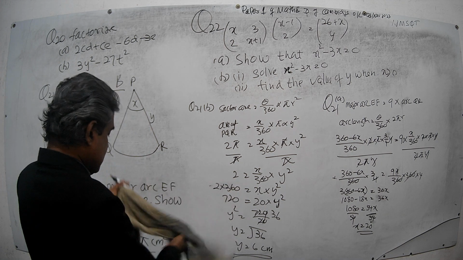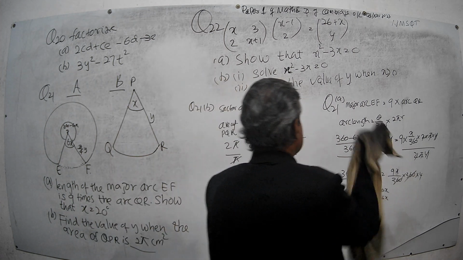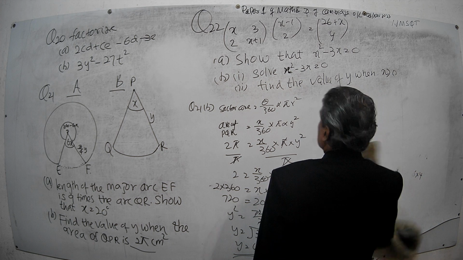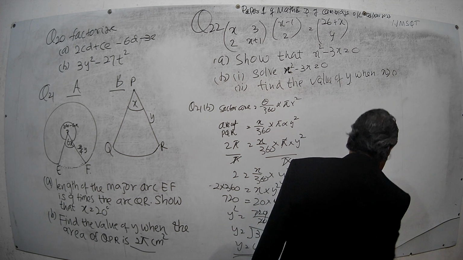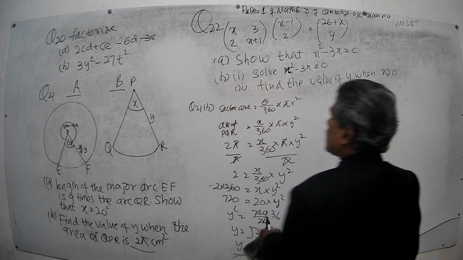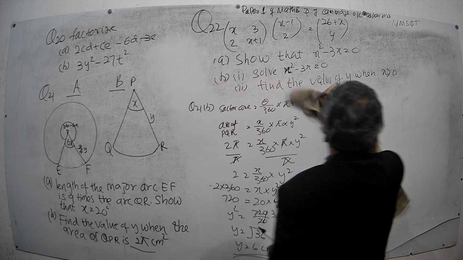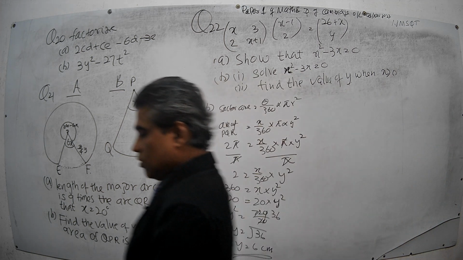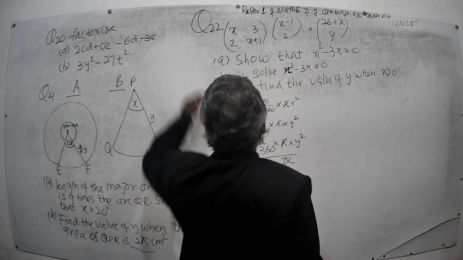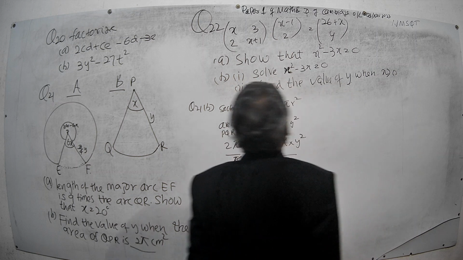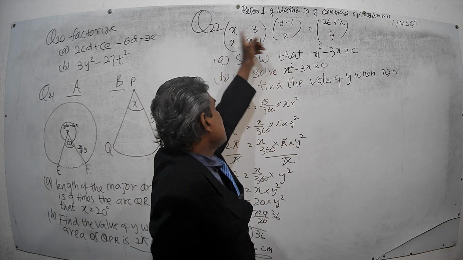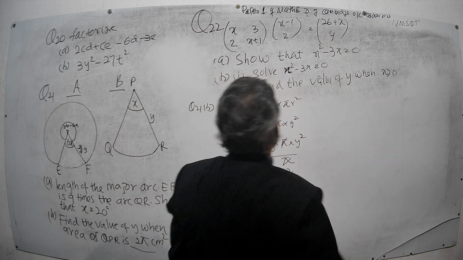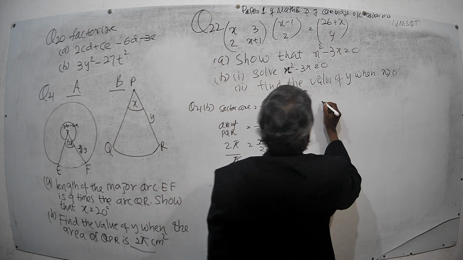Now the next one is question 22. Question 22 says that two matrices have been given. They are to be multiplied, and when these two matrices are multiplied, this is the resultant matrix. Then they ask the first part.